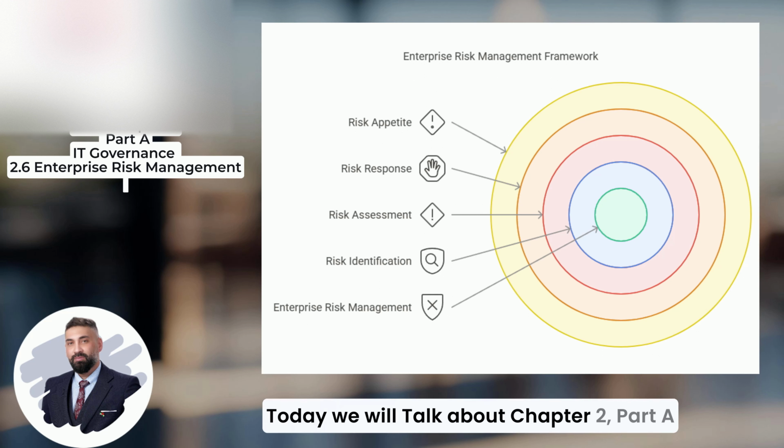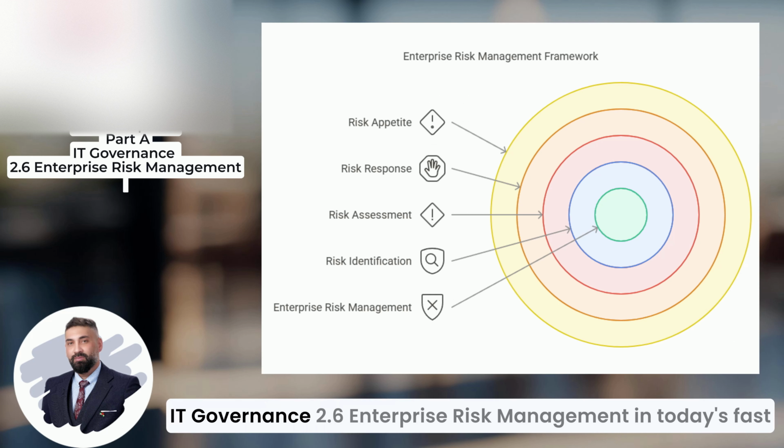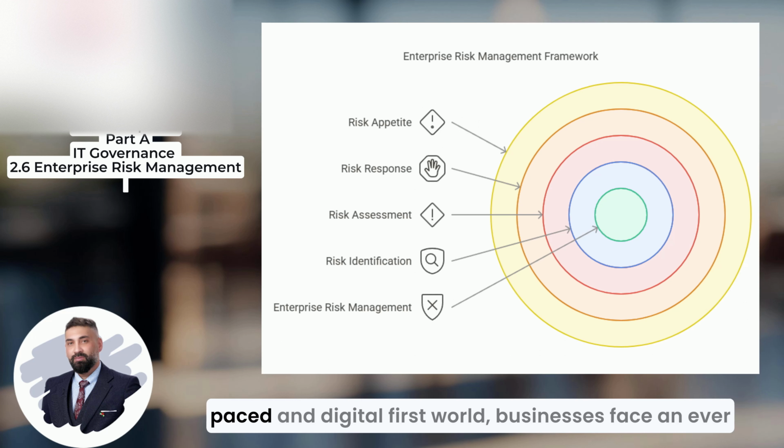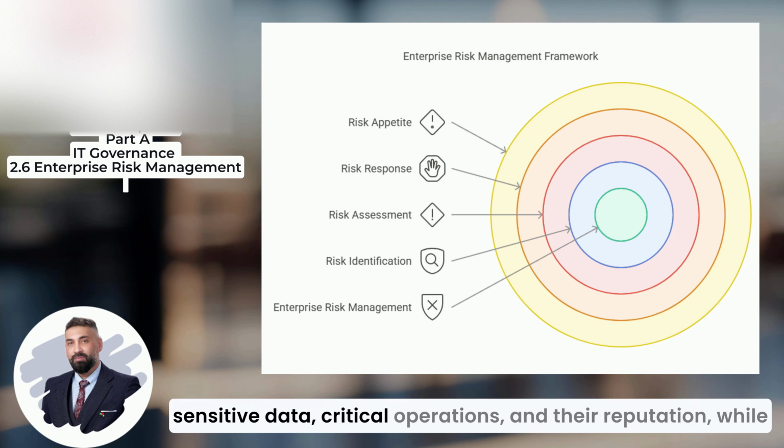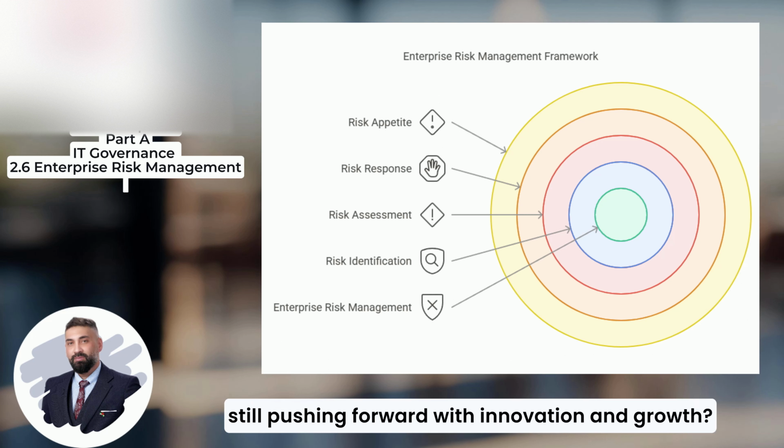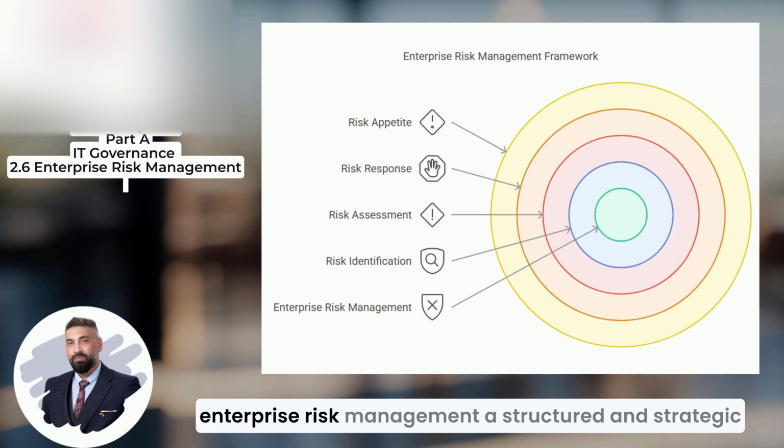Today we will talk about Chapter 2, Part A, IT Governance 2.6, Enterprise Risk Management. In today's fast-paced and digital-first world, businesses face an ever-evolving landscape of challenges and uncertainties. How do they protect what matters most, like sensitive data, critical operations, and their reputation, while still pushing forward with innovation and growth? The answer lies at the heart of enterprise risk management, ERM, a structured and strategic approach designed to identify, evaluate, and control risks that could jeopardize an organization's success.